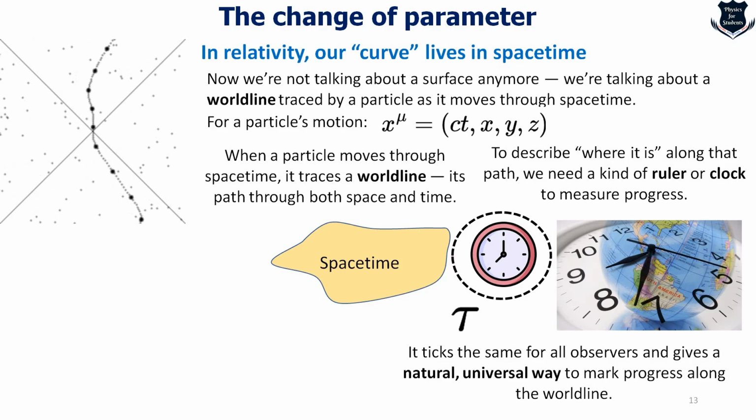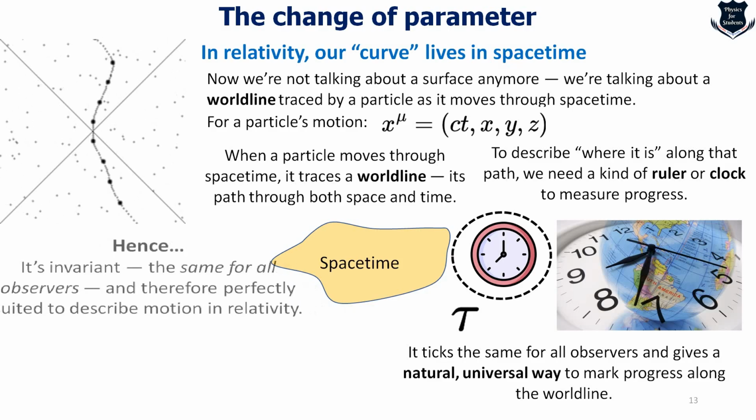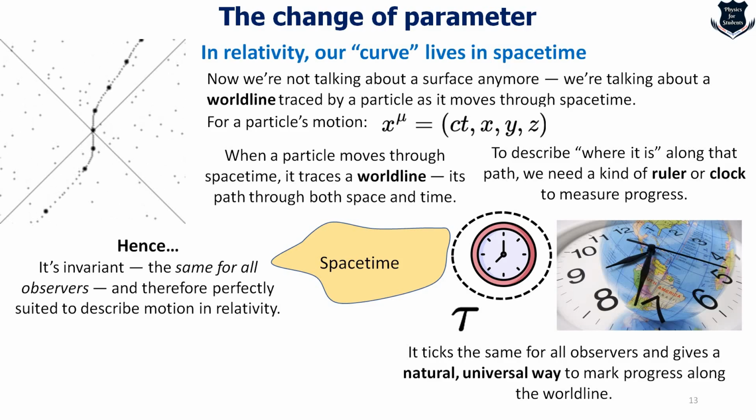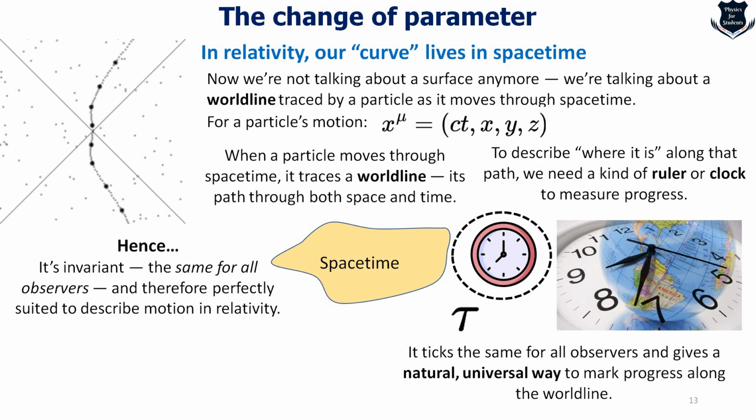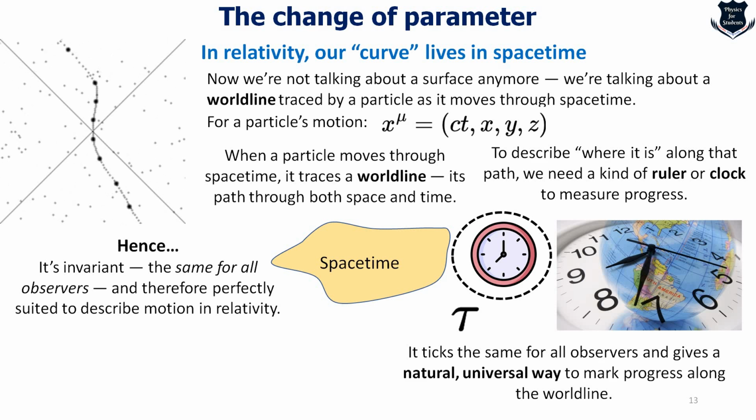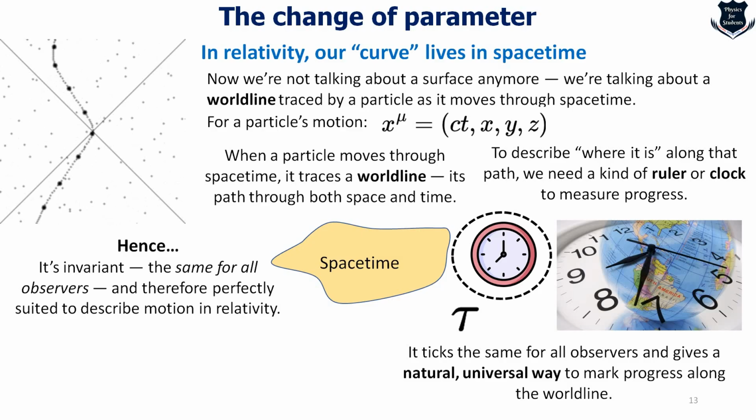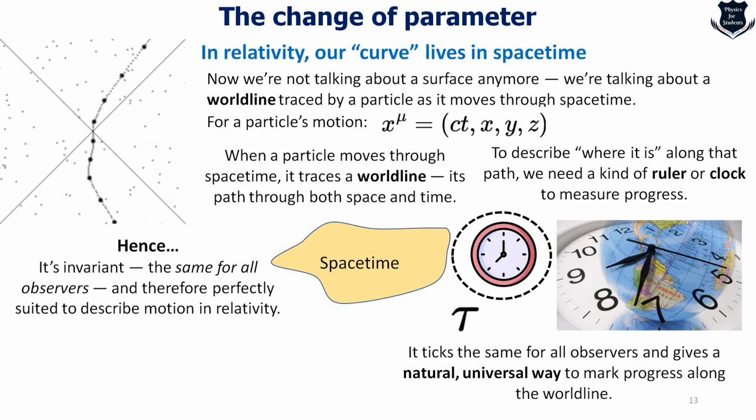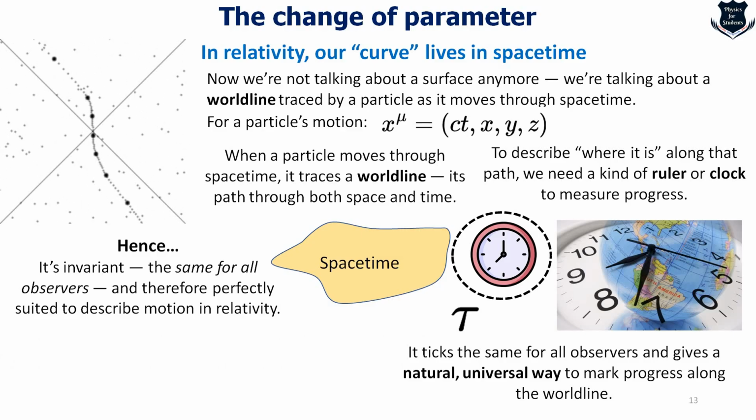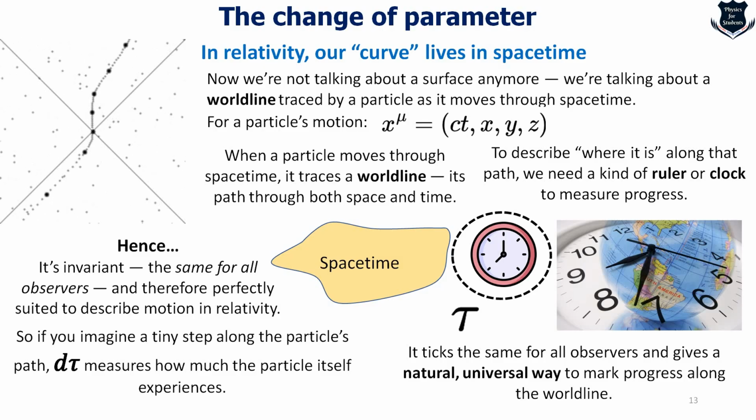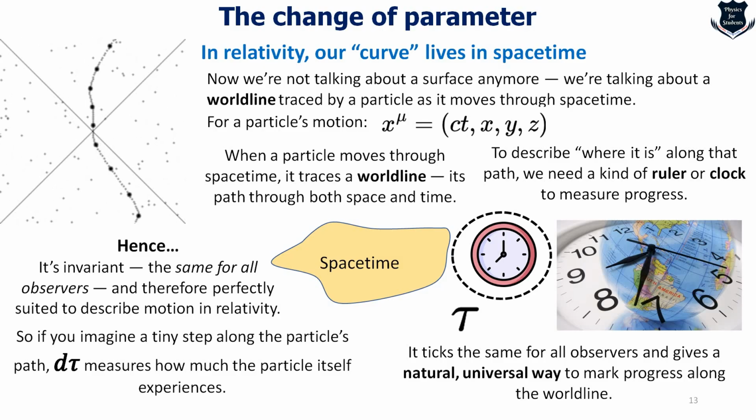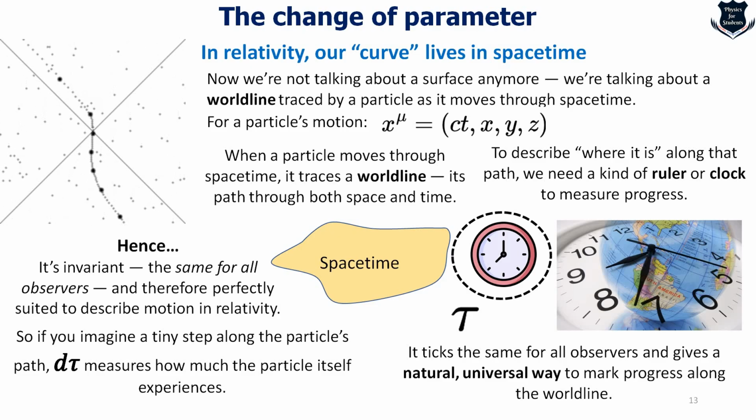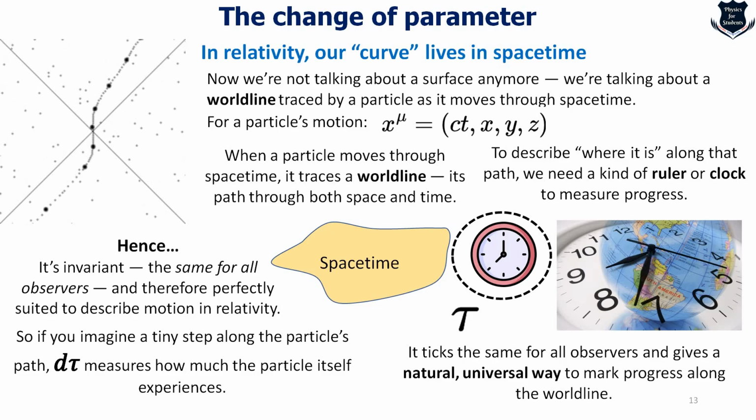So why are we replacing this s with tau? Because it is invariant and it is the same for all observers, and therefore perfectly suited to describe motion in relativity, because we know the basic foundation of relativity is what? That the laws of physics should be invariant irrespective of whatever frame of reference that we are using. So if you imagine a tiny step along the particle's path, dτ is nothing but a measure of how much the particle itself experiences, how much the particle itself is actually moving. So this is what it tells.